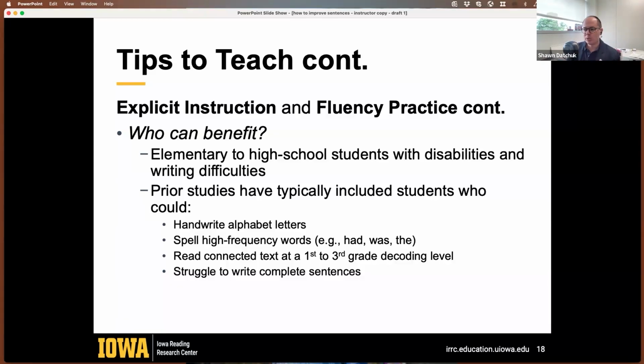The student needs to be able to read connected text. In other words, if they have difficulty reading connected text, it's going to be a struggle for them to read back what sentences they wrote. So they need to be able to read at least some connected text. Again, they don't need to be fluent readers, but they just need to be able to read text back to you. And so if a student can handwrite some, not perfect, but some, they can spell some, not perfect, but some, they can read connected text, again, not perfect, but some, and they still struggle to write complete sentences, these are the students that we have typically worked with across research studies.